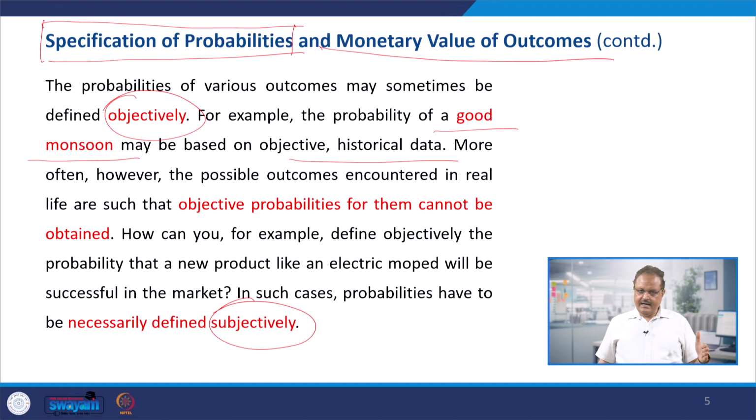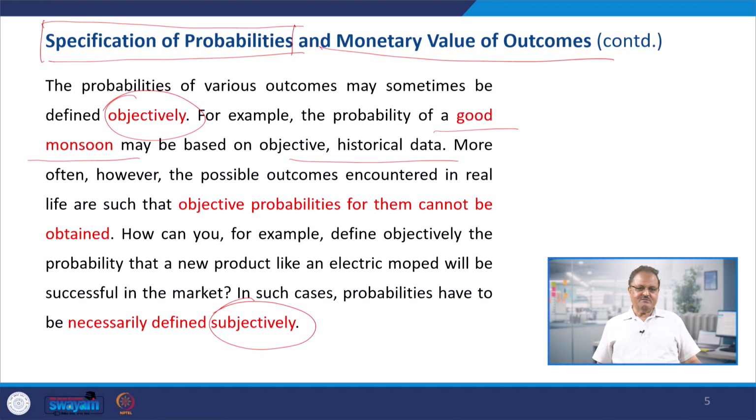In that case, the element of subjectivity at any estimate level remains high, and when the estimates are based upon subjectivity, they may be true, they may not be true. So finally, it is written here, how can you, for example, define objectively the probability that a new product like an electric moped will be successful in the market? In such cases, probabilities have to be necessarily defined subjectively. Whether it's an electric moped or a fruit beer, nothing of the sort already exists in the market. So for that purpose, you have to use subjective estimates, and the subjectivity would be very high.